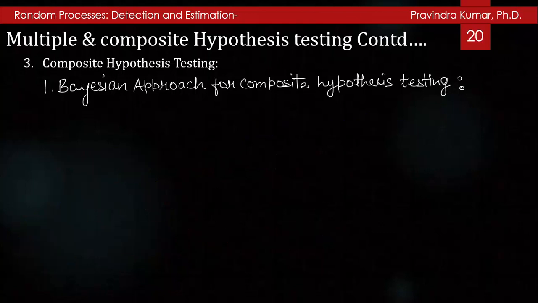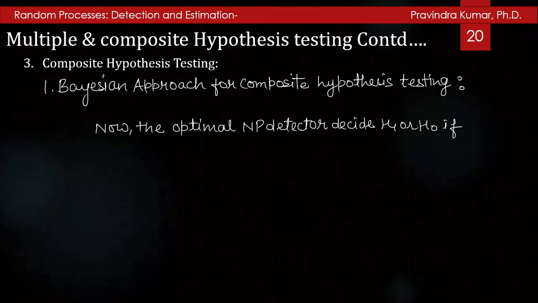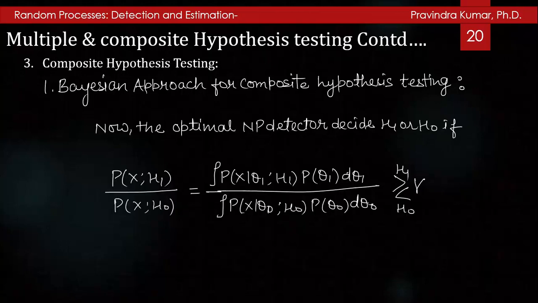With the Bayesian approach, the optimal NP detector decides H1 if the ratio of the PDF under hypothesis H1 to the PDF under hypothesis H0 is greater than a threshold value. So it will be the integration of p(x | theta 1, H1) p(theta 1) d theta 1 divided by the integration of the conditional PDF p(x | theta naught, H0) p(theta naught) d theta naught.